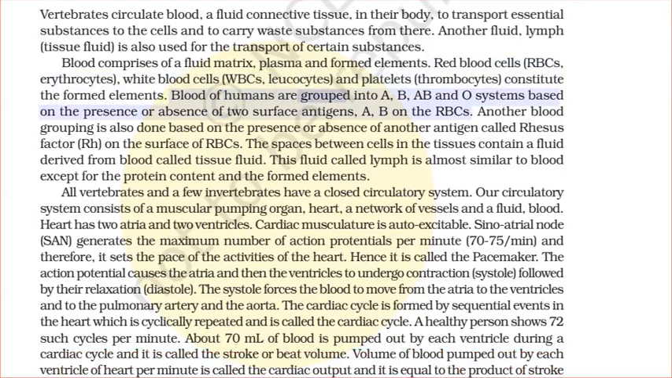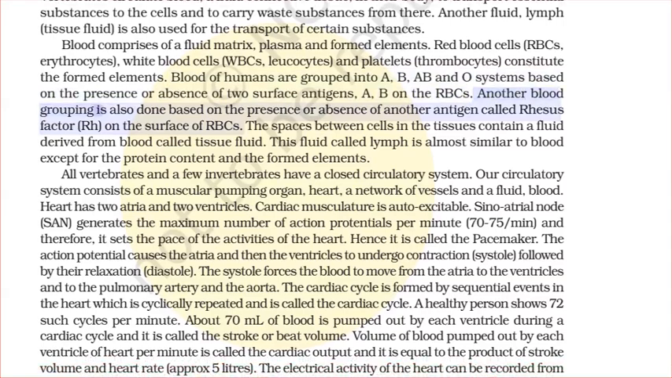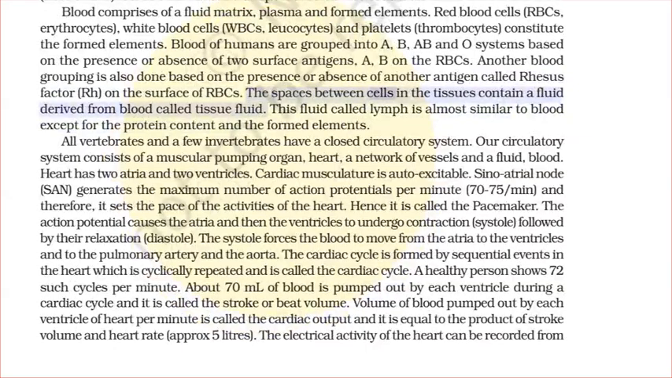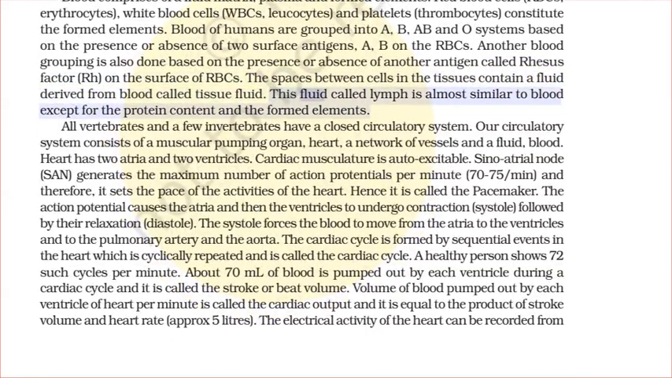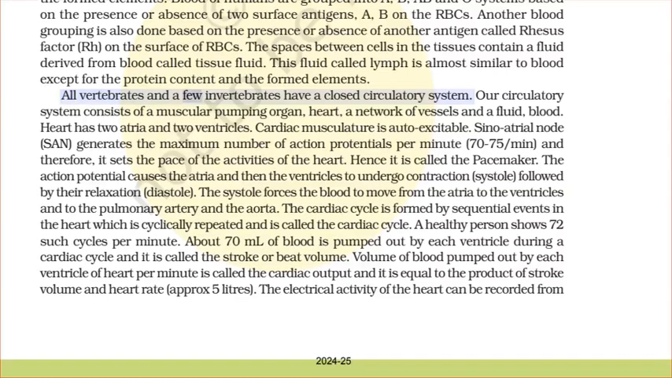Blood of humans is grouped into A, B, AB, and O systems based on the presence or absence of two surface antigens, A and B, on the RBCs. Another blood grouping is also done based on the presence or absence of another antigen called rhesus factor, Rh, on the surface of RBCs. The spaces between cells and the tissues contain a fluid derived from blood called tissue fluid. This fluid, called lymph, is almost similar to blood except for the protein content and the formed elements. All vertebrates and a few invertebrates have a closed circulatory system.